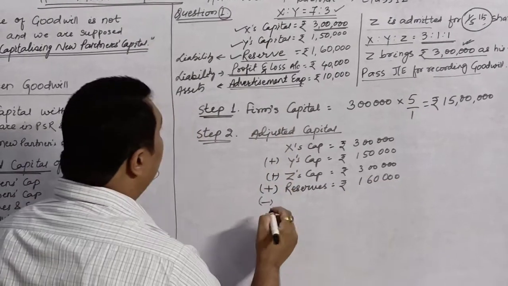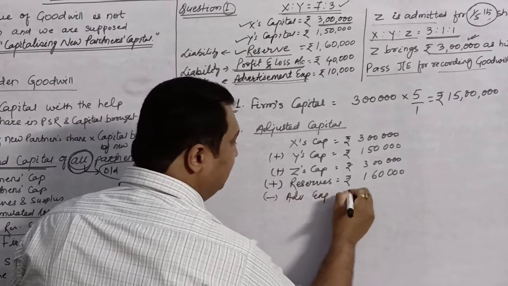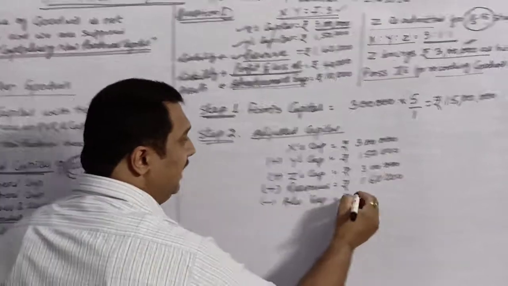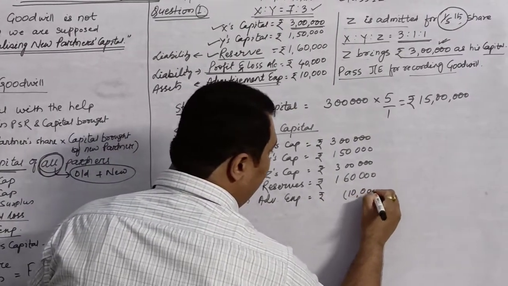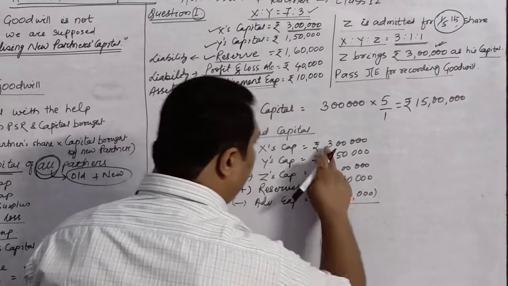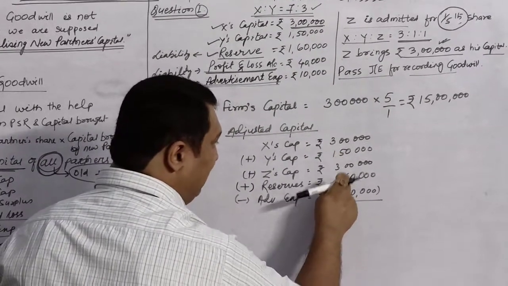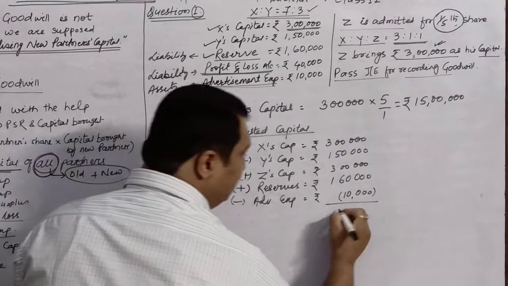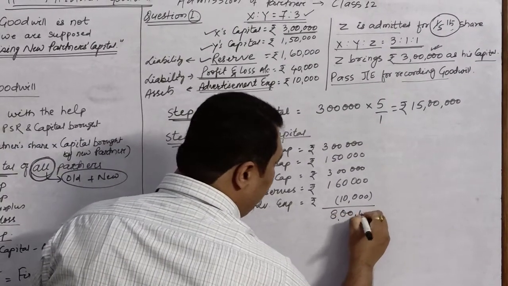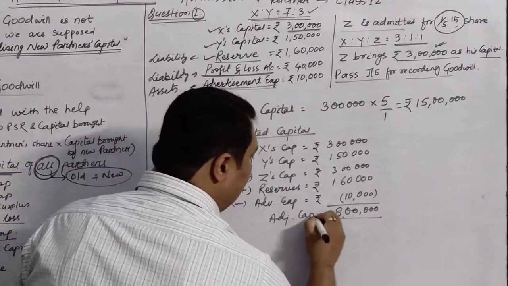After adding the reserves, it is rupees 1,60,000, and from here we will subtract the advertisement expenditure because it appears on the asset side and it is a deferred revenue expenditure. After adding and subtracting all these, we have 3 plus 3, 6, 6 plus 17, 18 lakh, plus 10,000 minus 10,000. So my total adjusted capital is rupees 8 lakhs.